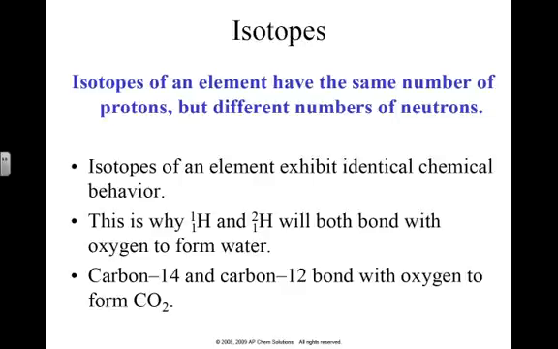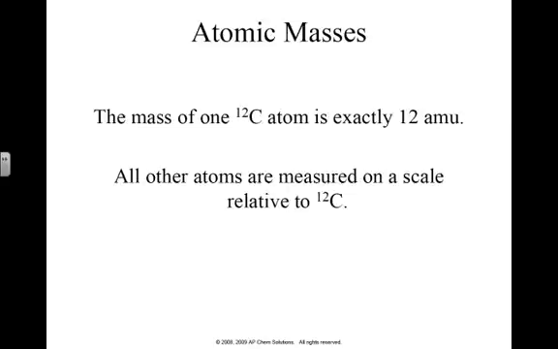Isotopes, once again, of an element have the same number of protons, different number of neutrons. Isotopes of an element exhibit identical chemical behavior. This is why H1 and H2 both bond with oxygen to form water. When it's bonded with H2, we call that heavy water. Carbon 14 and carbon 12 can both bond with oxygen to form CO2. The mass of one carbon atom is exactly 12 AMUs. All other atoms are measured on the scale that is relative to carbon 12.